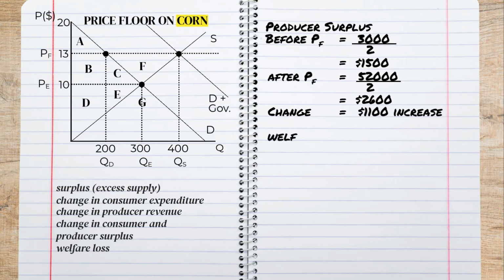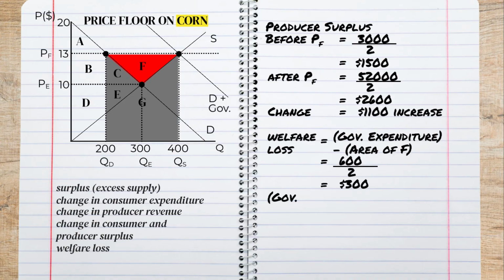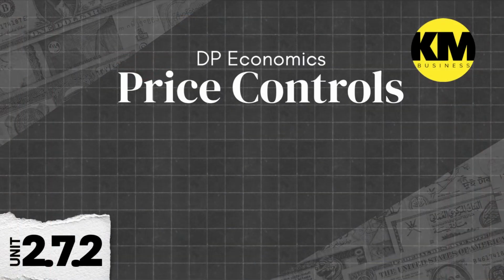The welfare loss is then going to be the spending of the government for buying products at a price no one wanted. However, there is still producer surplus gain of triangle F, so we need to subtract that. In other words, we take the area of F, which would be a height of 3, times a base of 200, which gives us 600, divided by 2 is $300. The government spending, as calculated earlier, is equal to $2,600, so we then subtract 300 and we get a welfare loss of $2,300. And that's all you need to know for this lesson.